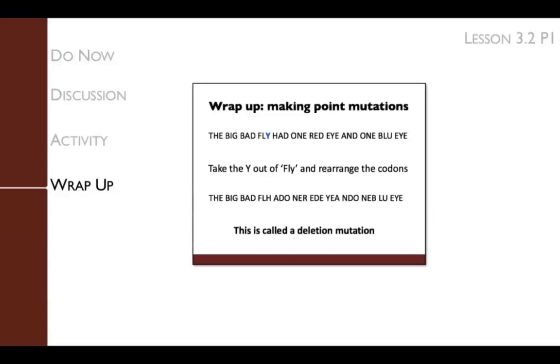Deleting a nucleotide is called a deletion mutation. Notice how all the words after the deletion do not make sense, and the sentence loses its meaning. Likewise, a deletion mutation will prevent the right amino acids being made, so the protein cannot be produced.